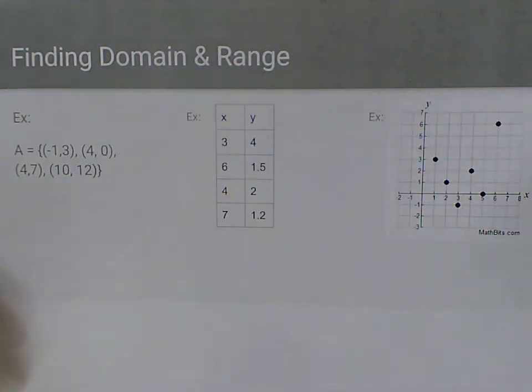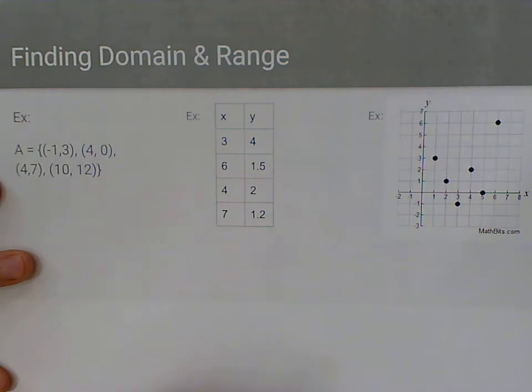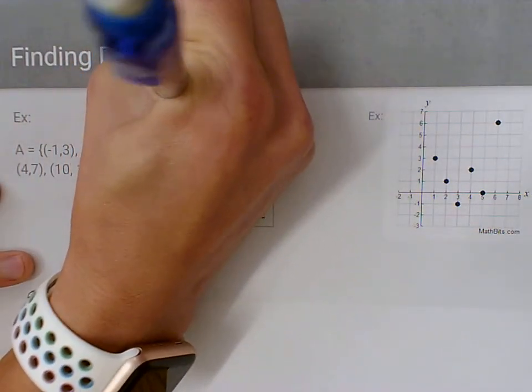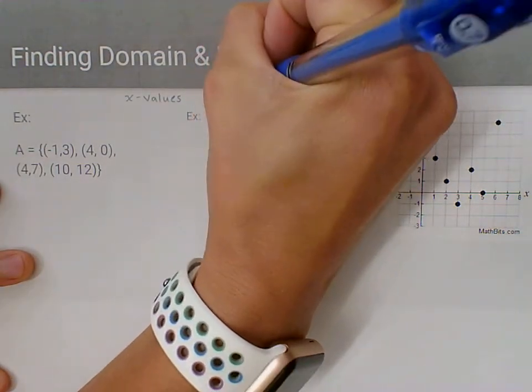When finding the domain and range of a certain set of data or a relation, you have to remember a couple things. So first, you have to remember that domain, that's your x values. Range is your y values.